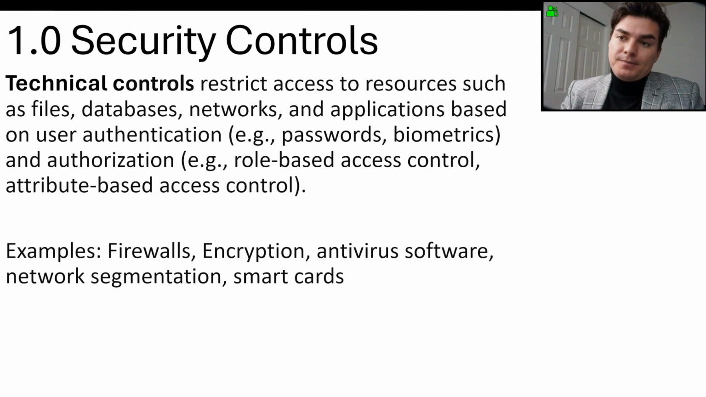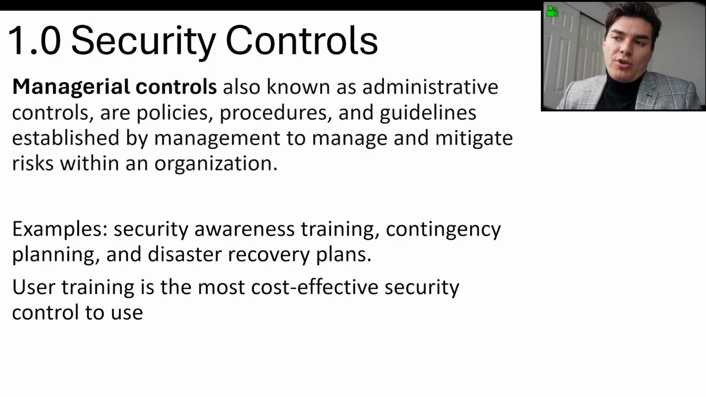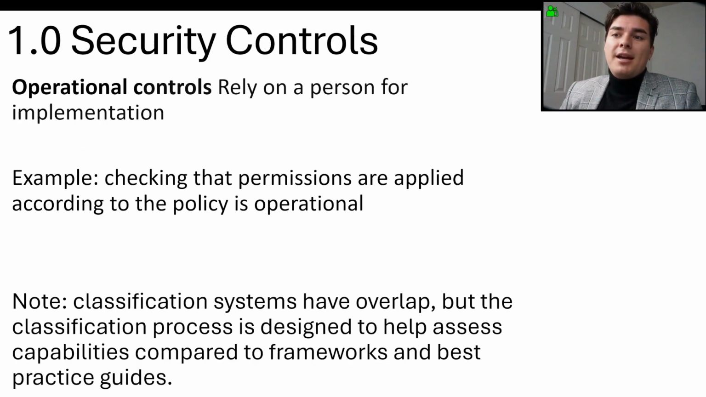as a smart card. Now, with managerial controls, those are known as administrative controls, and those are policies and procedures in place to help mitigate the risk within an organization. Now, security awareness training is the most cost effective control to use. So, your management might say if you receive an email from an unknown user, don't click on the link, forward that to security. Now, with operational controls, those rely on a person for implementation.